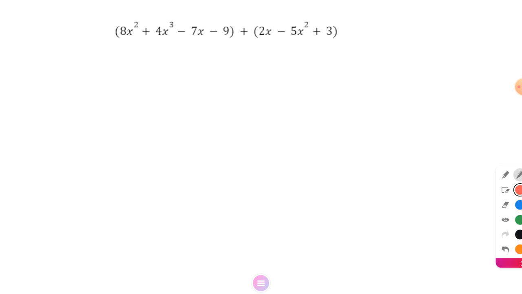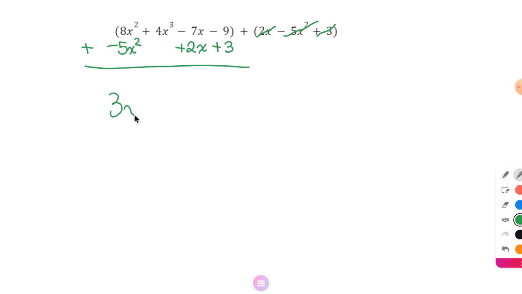All right, let's see, it's an addition problem, so I am not changing any names. And because I'm getting into a larger problem here, I will typically do these vertically. So my 2x is going under my negative 7x, my negative 5x squared, and my positive 3. So we got 3x squared plus 4x cubed minus 5x minus 6.